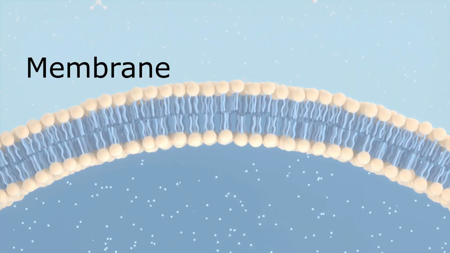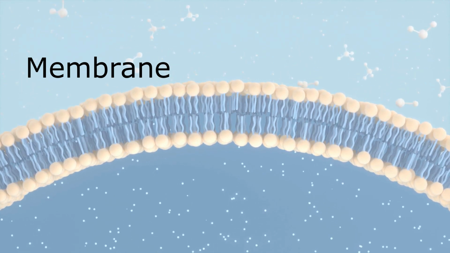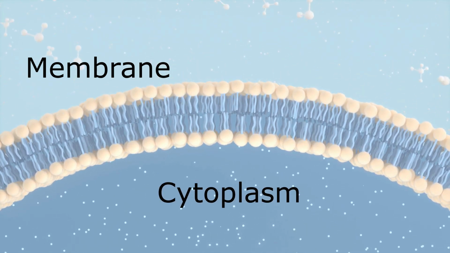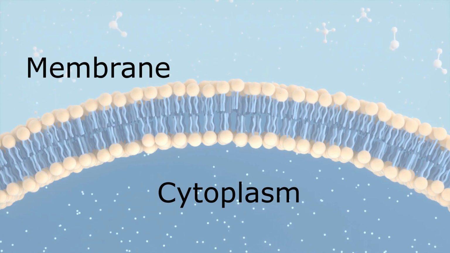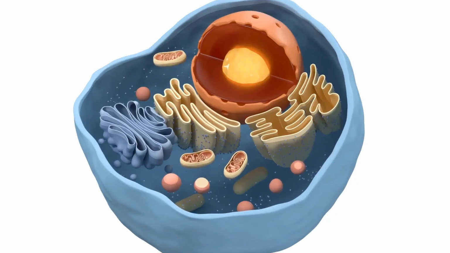All cells are surrounded by a cell membrane that functions as a boundary that separates the inside of the cell from the outside of the cell. This membrane encloses all the cell components, which are suspended in a gel-like fluid called the cytoplasm. The cytoplasm is the location of the organelles.